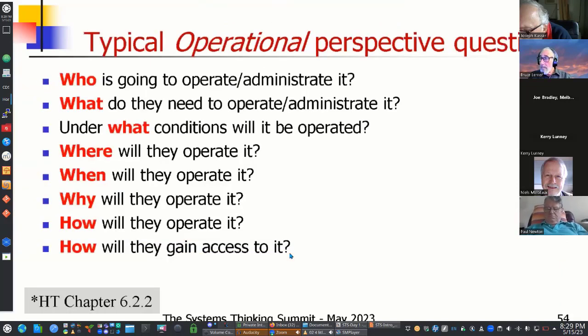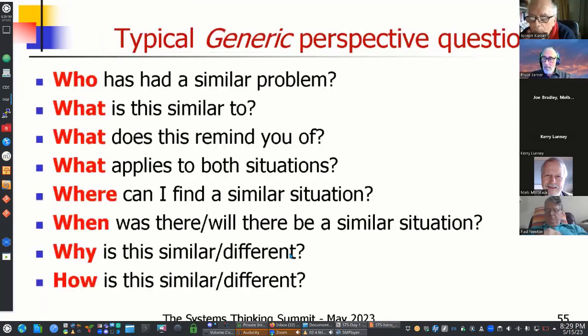Typical operational perspective questions include: who's going to operate it or administrate it? What do they need to operate it? Under what conditions will it be operated? Where will they operate it? When? Why? How? Even how will they gain access to it?